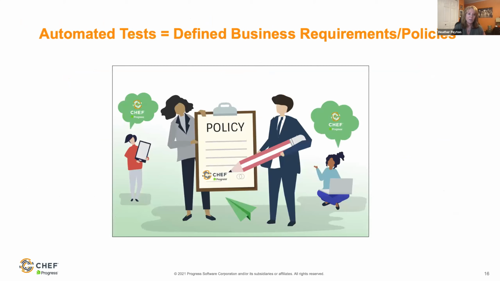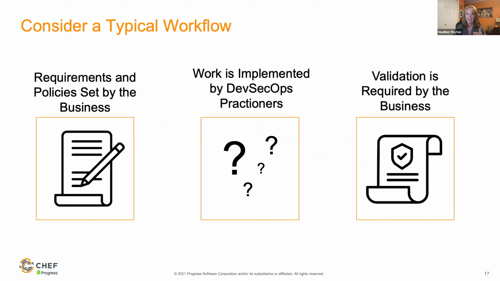So in the new world, we can think of automated tests as the defined business requirements and policies, right? We take a written policy, a written requirement, and convert it to an automated test. This is something everybody does, right? Requirements and policies are set by the business. The work goes into IT and gets implemented by DevOps teams. How automated that is determines how long it could take. It could take days, hours, or months.